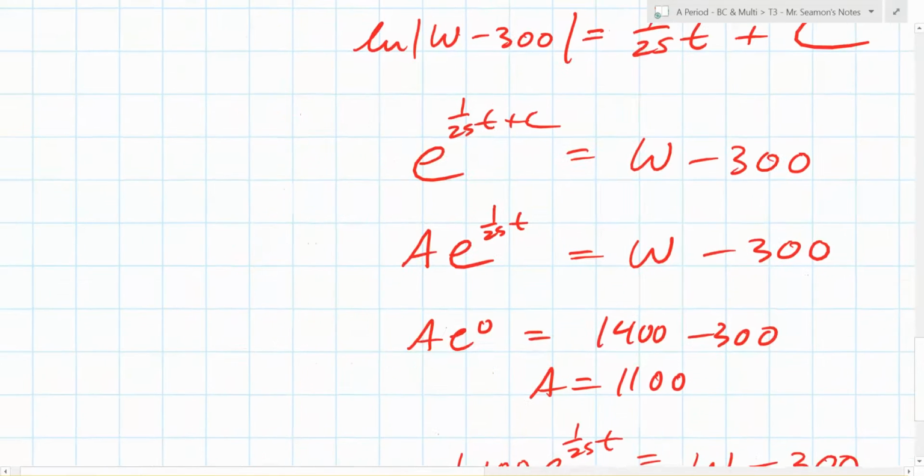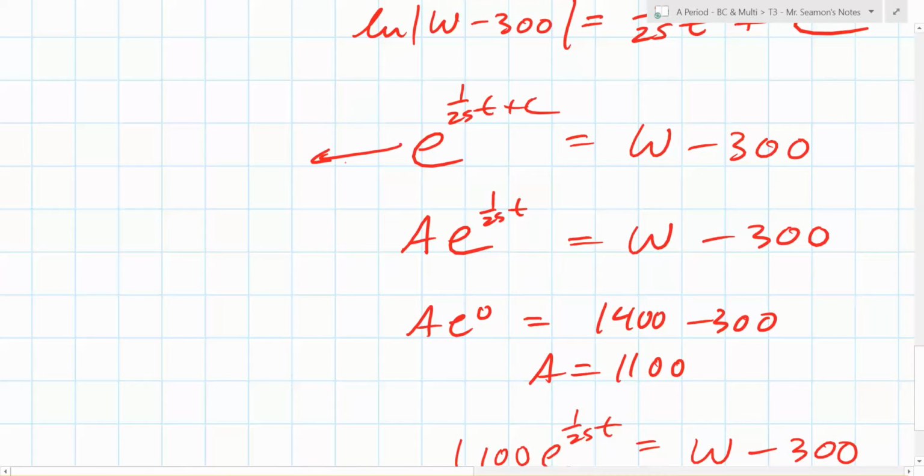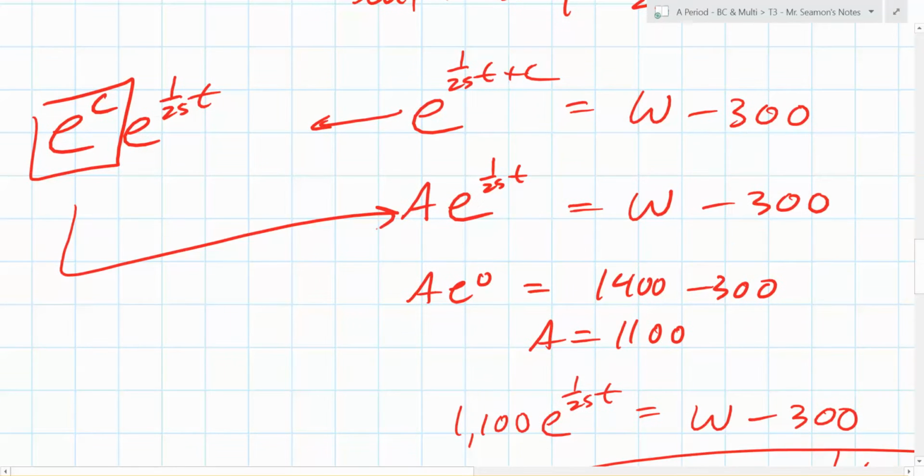Why did they bring in that A? They just say this. The side note here is, I've done this so many times, I'll try to slow it down. e to the c times e to the 1/25th t, right? This c part is just a constant, so they just call it A. You would get the same exact thing if you did it out. This is just an easier way to notate it.